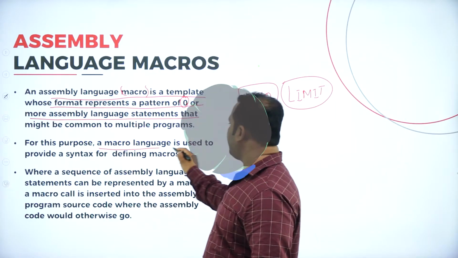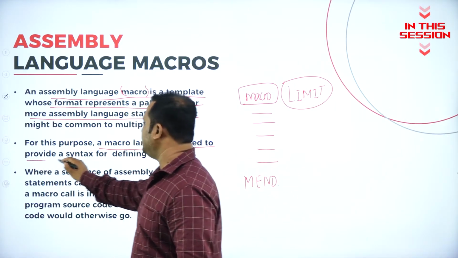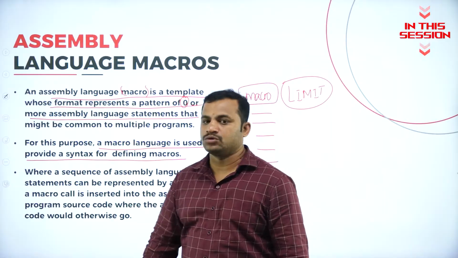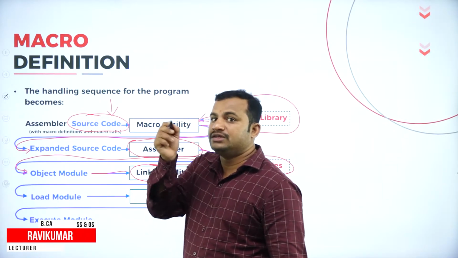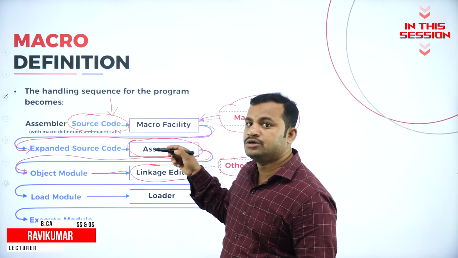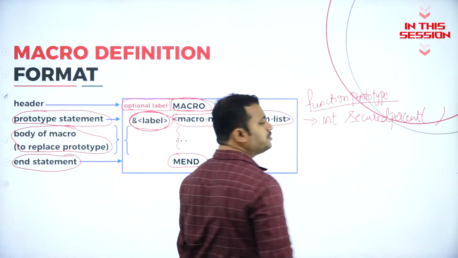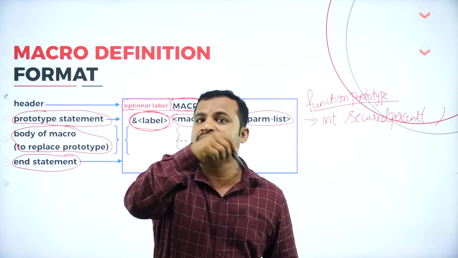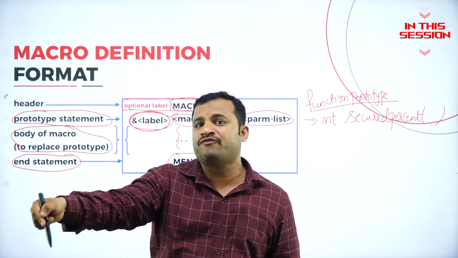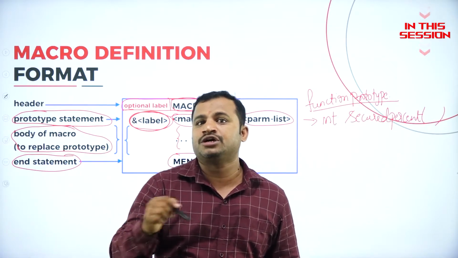A macro language is used to provide syntax for defining macros. Linkers and loaders are again a system software that requires these operations to be carried out. A function prototype is an indication to the C compiler that there is an existence of a function definition in the future.